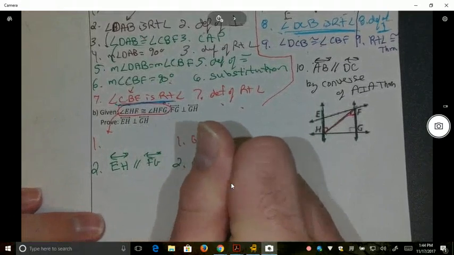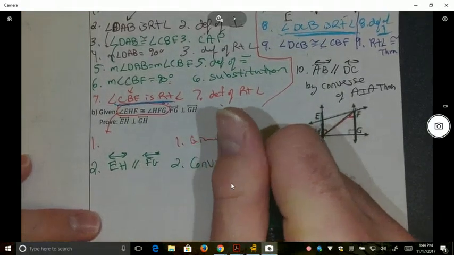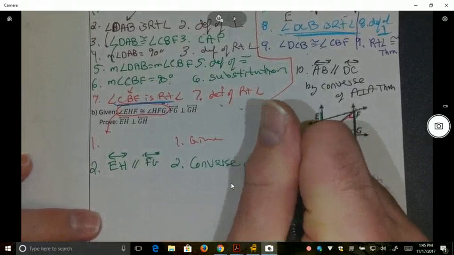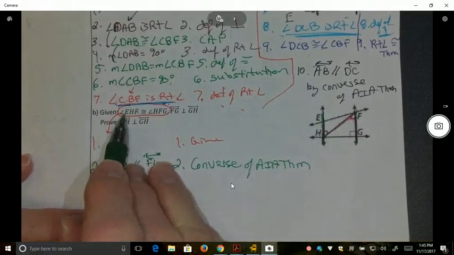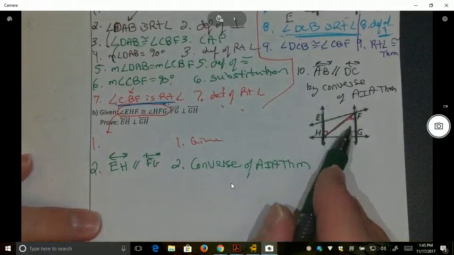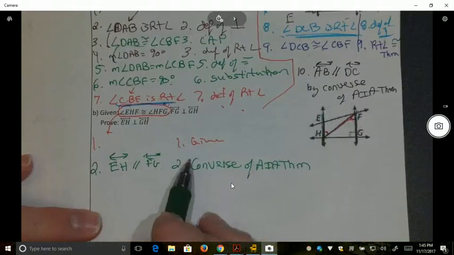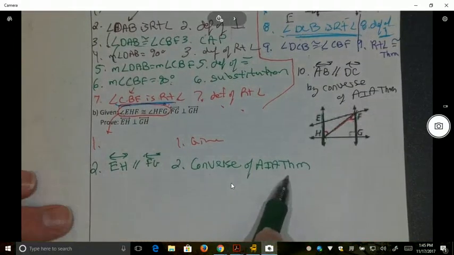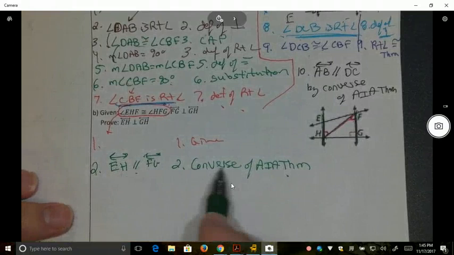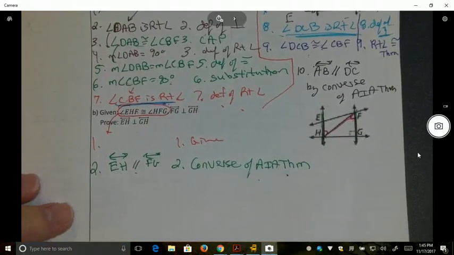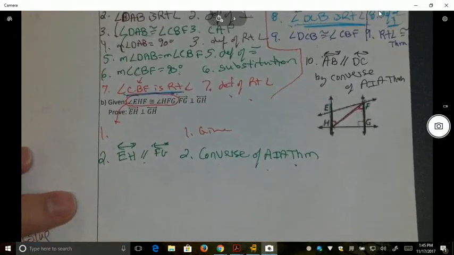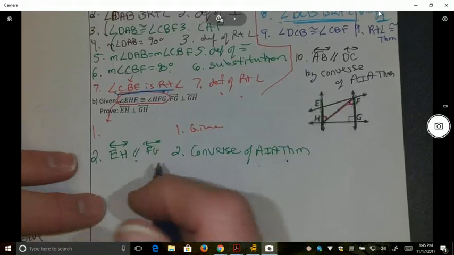So this is how we use the converses in proofs. Converse of alternate interior angles theorem. They gave us that the alternate interior angles were congruent, so we're concluding the lines are parallel by converse of alternate interior angles theorem. Whenever we say lines are parallel, this is what we use. So now I've established that.